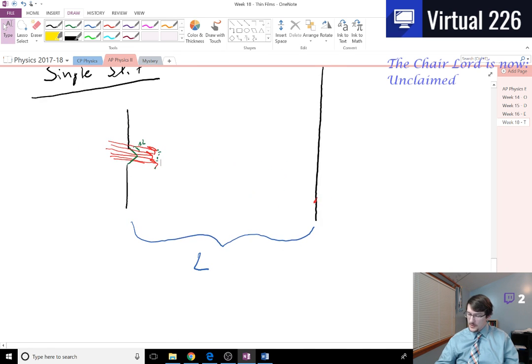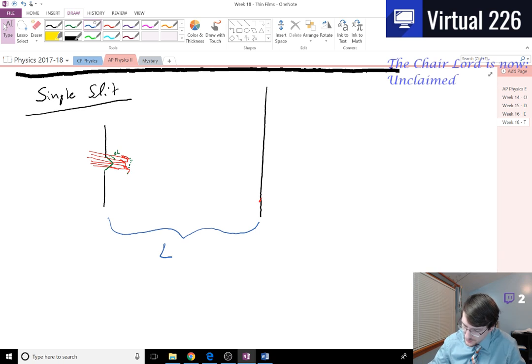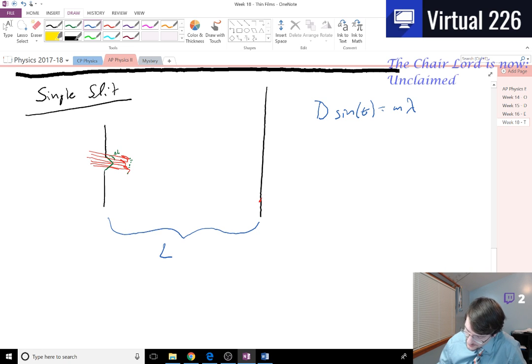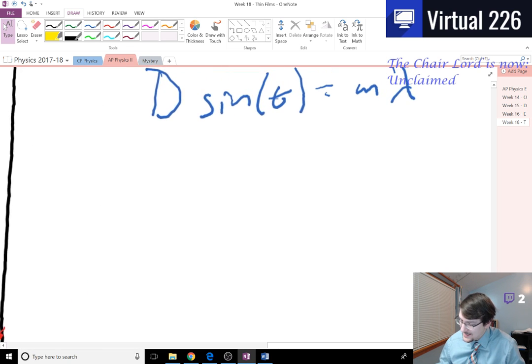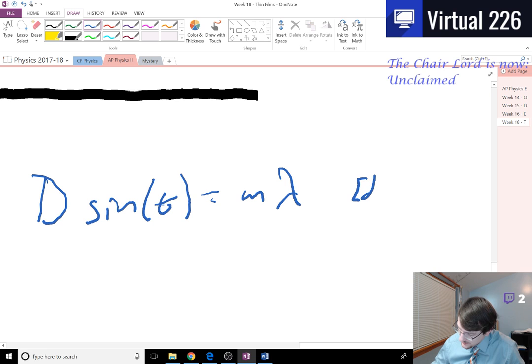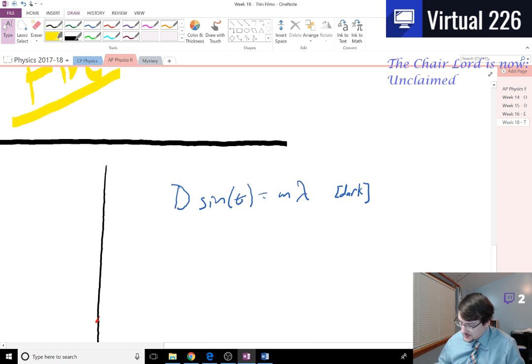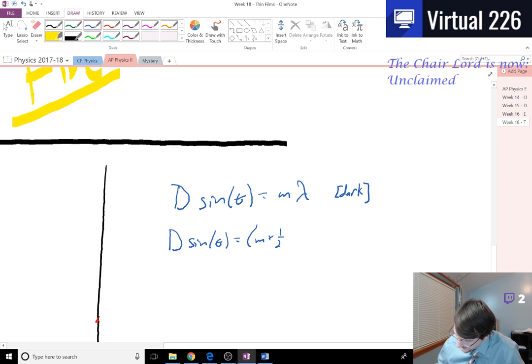What it turns out to be is an easy equation, one that we already are familiar with. D sine theta equals m lambda, with two changes. This is a big D because that is how wide the slit opening is, and this is actually for a dark fringe this time. If you want a bright fringe, you'll have to do D sine theta equals (m plus 1/2) lambda. And these are for bright fringes.